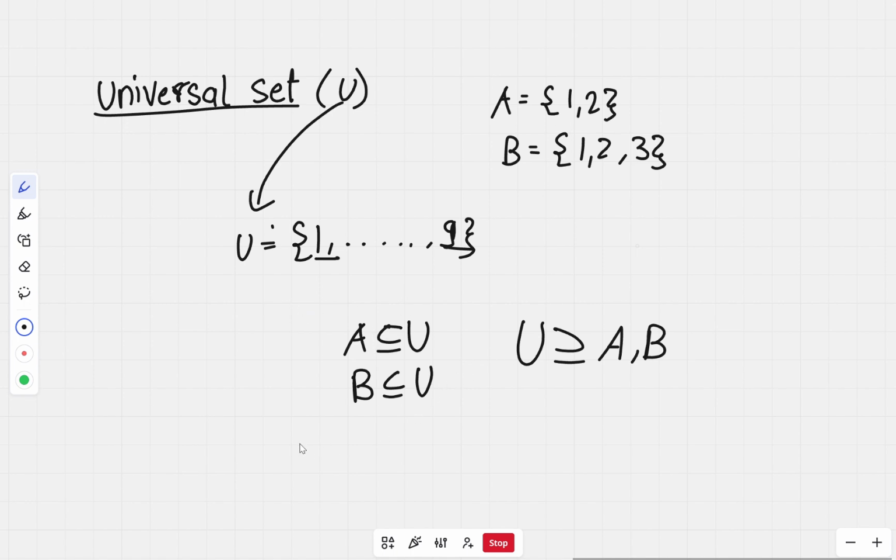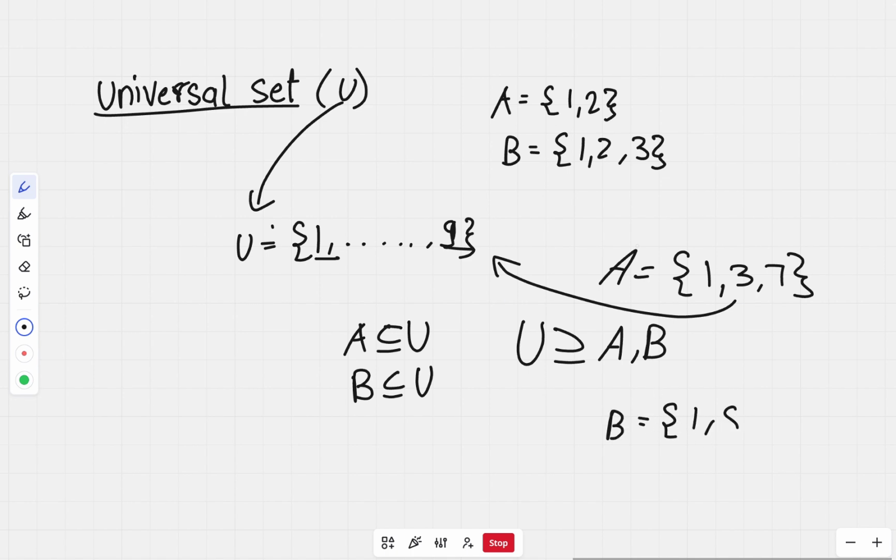Now if we take an example, say we are studying natural numbers less than 10, so we have a universal set 1 to 9. For the particular question there is a subset A with values 1, 3, 7. It is allowed because it is present in the universal set. But if we take a different set which has values 1, 8 and 13, this is not allowed because 13 is not present in the universal set. So this is an example of the universal set.